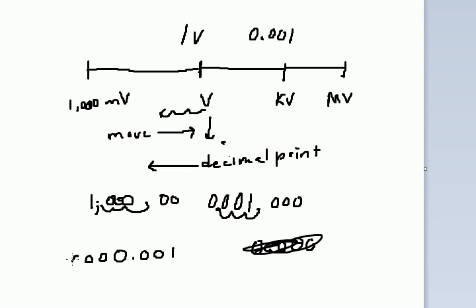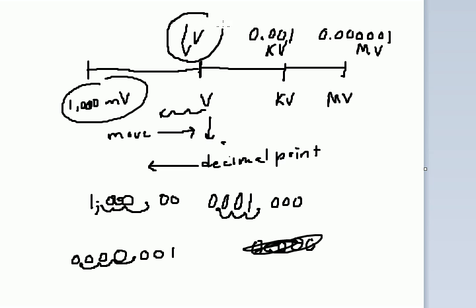Okay, and I'm going to have to get 3 more spots. 1, 2, 3, and put it there. So now for a megavolt, I'm going to have 0.000001. Okay, that's megavolts, that's kilovolts, that's volts, and that's millivolts. So what's important to remember is all of these numbers are exactly the same measurement.